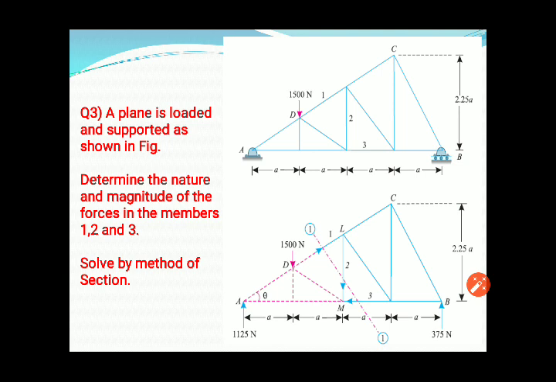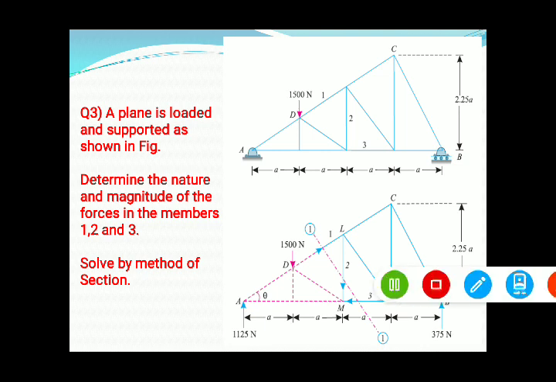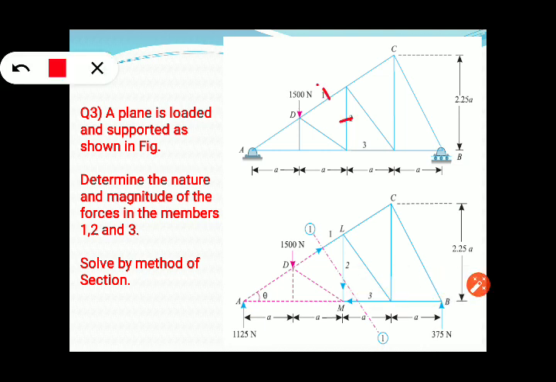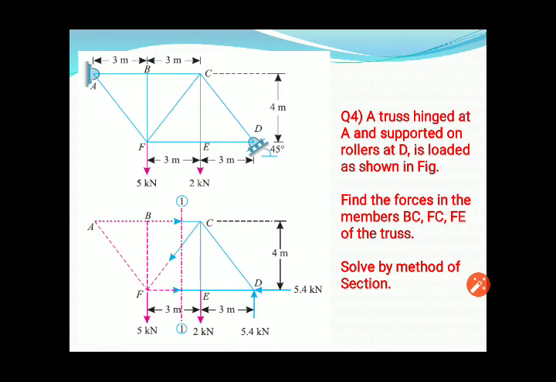So a few numericals for practice. A plane truss is loaded and supported as shown in the figure. Determine the nature and magnitude of the forces in the members 1, 2 and 3. So you can see here members 1, 2 and 3. Solve by the method of section. So section 1-1 you can pass like this. Okay, you can consider the left or right side of the portion. Only show the members which are cut. Use the same method. First you have to find the support reactions and you can proceed with the right or left side.